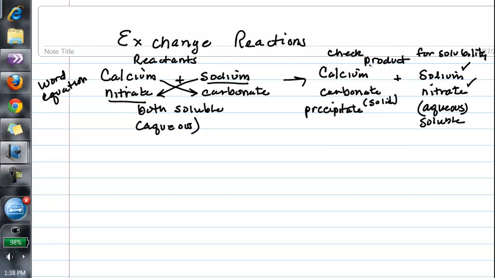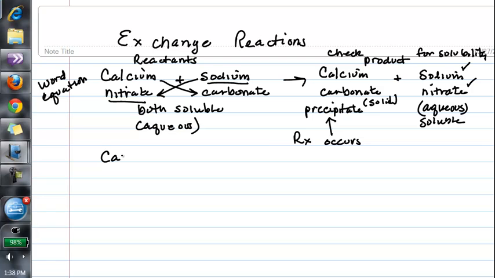Now that we know that we have a precipitate, this is one of the things that we need to look for in exchange reaction that says that the reaction occurs. Because the reaction occurs, we're going to write a balanced chemical equation for this. So to write a balanced equation, the first thing we need to do is to write formulas for each compound.